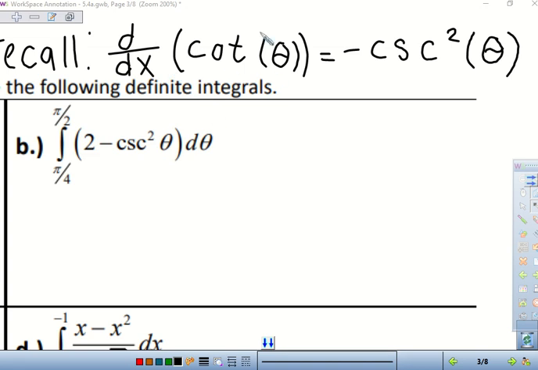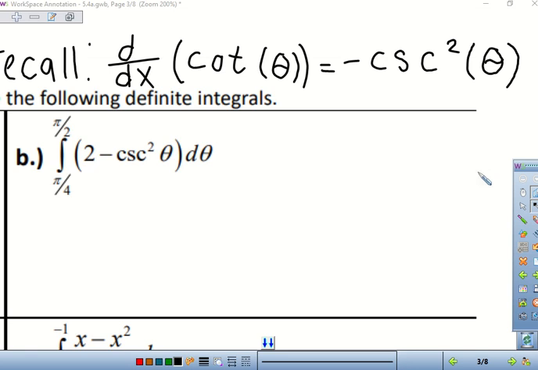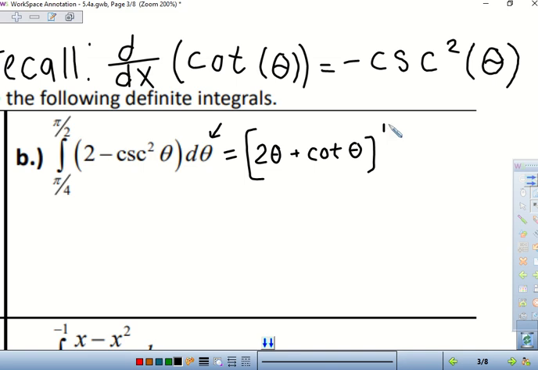I'm going to say the derivative of cotan is negative cosecant squared. Is that sufficient information to find the antiderivative of negative cosecant squared? Yeah, because it's just, what is it? Cotangent. You just have to know to go backwards. Okay, I'm not going to tell you that, but you have to know that. So, what would be the antiderivative of 2? It would be 2x, but we're not using x, we're using 2 theta. Now, notice it's negative cosecant squared, so how does that affect things? It becomes positive cotan. And we're evaluating that from pi over 2 to pi over 4.